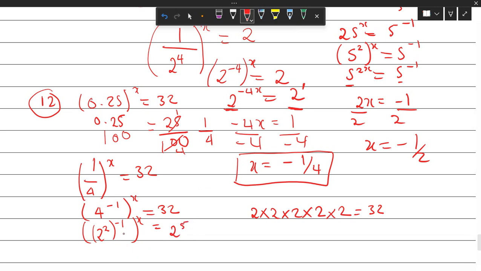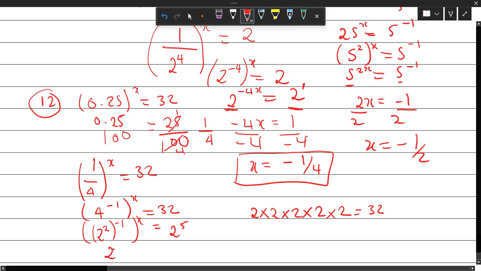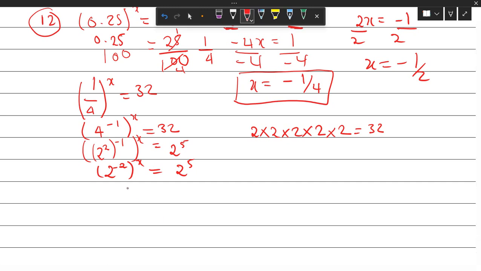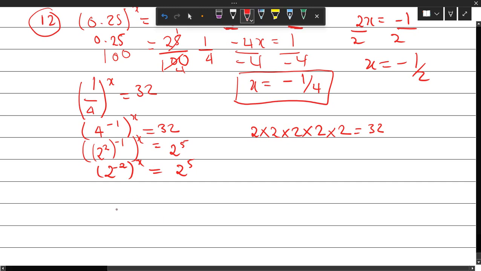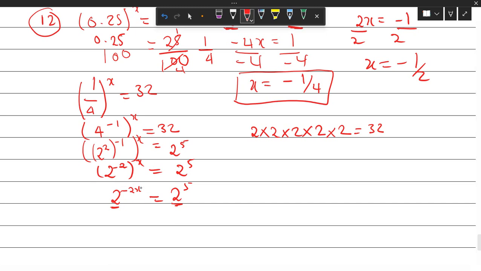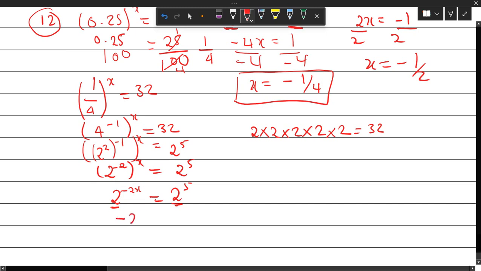Okay. Now we are getting towards the answer. 2 multiplied by negative 1, it will be 2 to the power negative 2. Then there is x here, equals to 2 to the power 5. So negative 2, you multiply it by x, it will be negative 2x. So it will be 2 to the power negative 2x equals to 2 to the power 5. So now we have 2 here, we have 2 here. Great. So now we equate the powers. So the powers are negative 2x and 5. So we just say negative 2x is equals to 5.